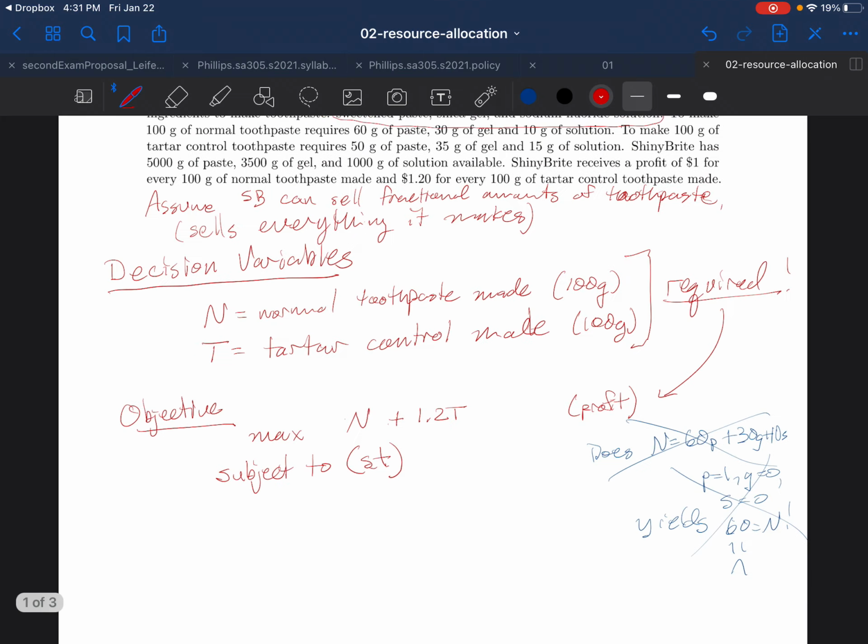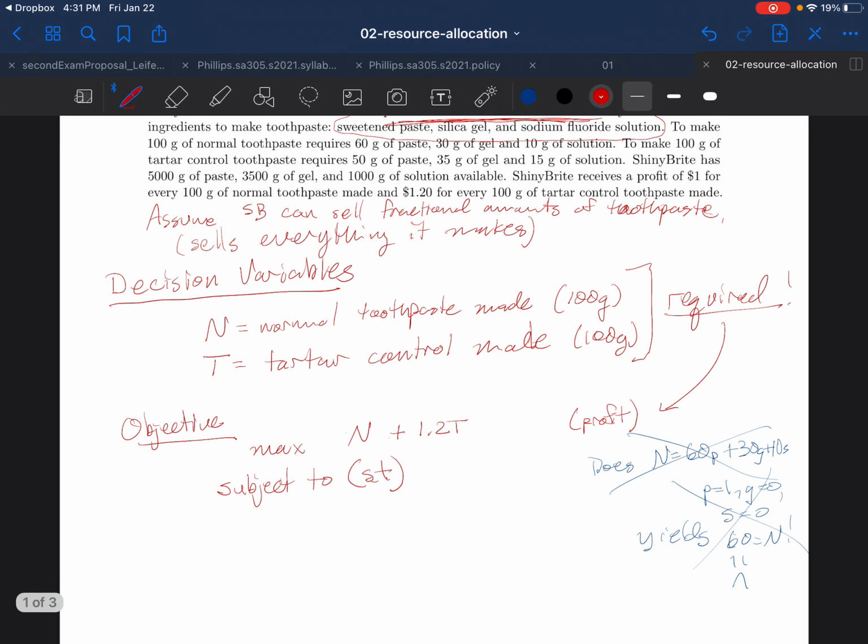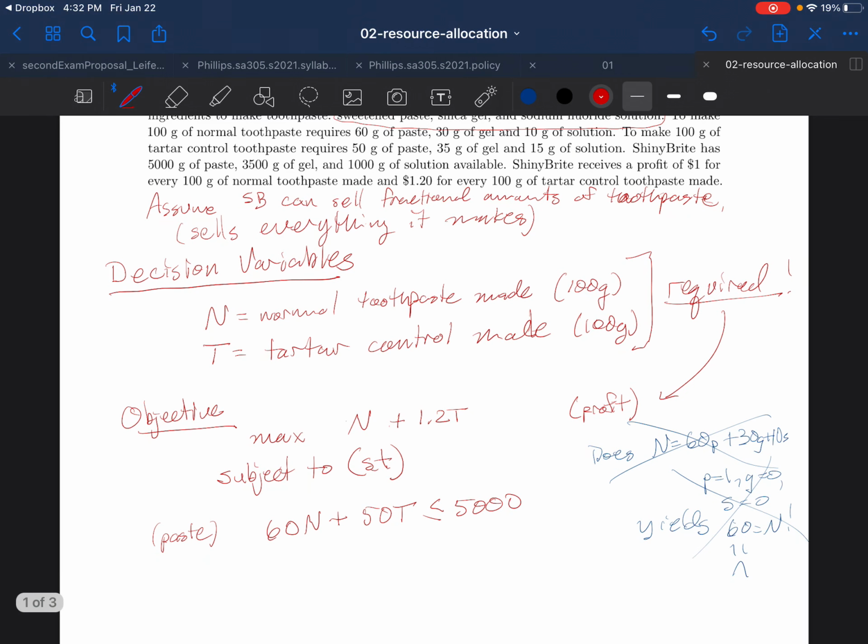Okay, so what would make sense? Well, it turns out that we have to think about for the paste constraint, I'm going to write the label over here so I don't get to the side. And it doesn't matter if you write it on the left or the right for the label, that you're going to have 60 grams of paste for every 100 grams of normal toothpaste you make. Plus, you need 50 grams of paste for every tartar you make. And that all has to be less than or equal to the paste on hand. And we have 5,000 grams of paste on hand. Okay. Note that I don't write the units in these because this is just mathematical expressions. Okay, so we don't need the units here.